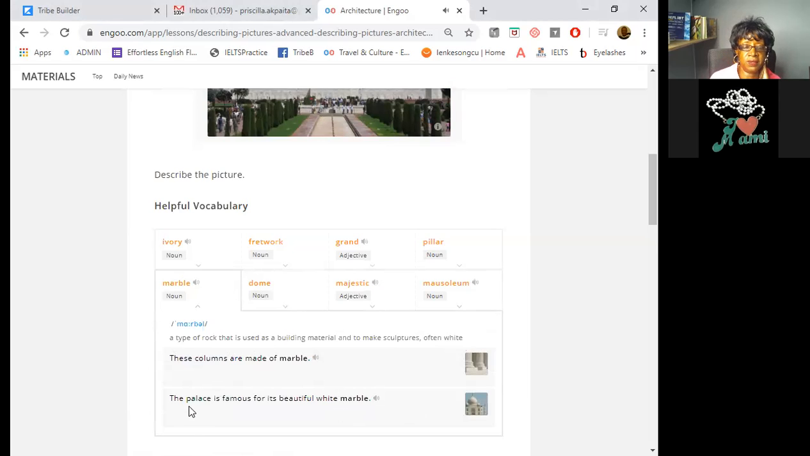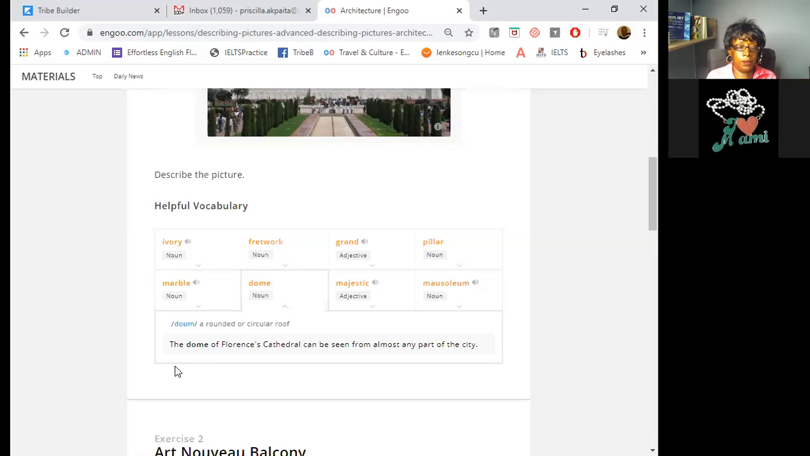And can you read this one? The palace is famous for its beautiful white marble. Very good. The palace is famous for its beautiful white marble. Okay. Now let's look at the word dome. Can you read the sentence? The dome of Florence's cathedral can be seen from almost any part of the city.